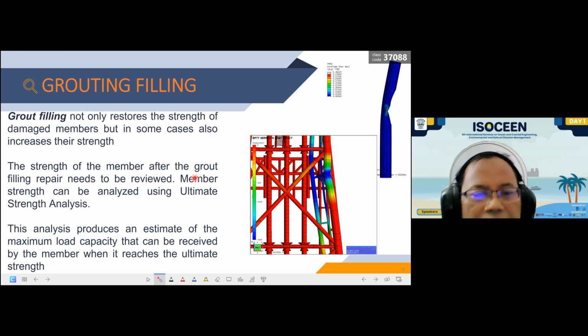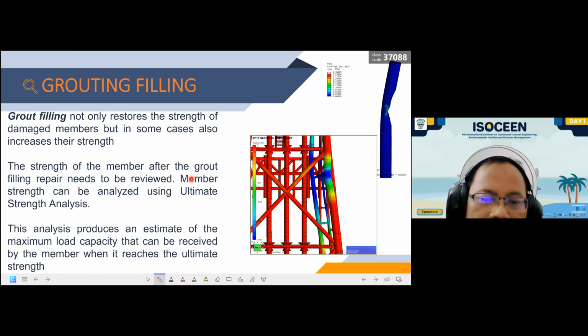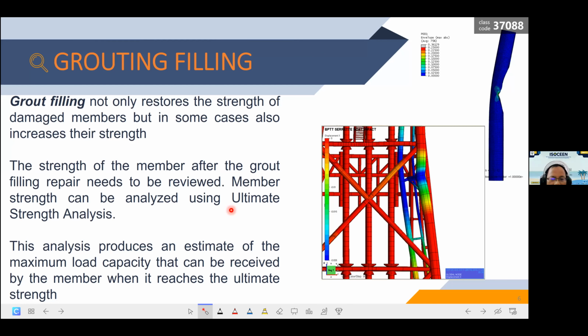Member strength can be analyzed by ultimate strength analysis. This analysis produces an estimate of the maximum load capacity that can be received by the member when it reaches the ultimate strength.